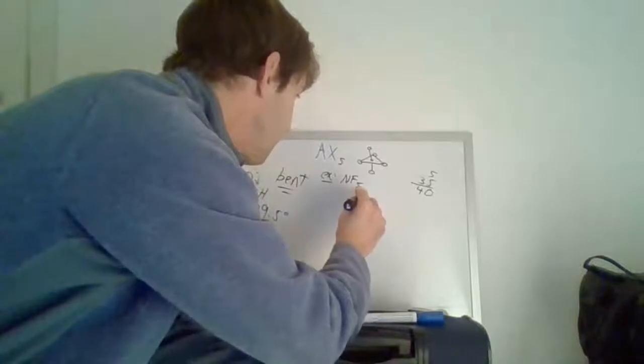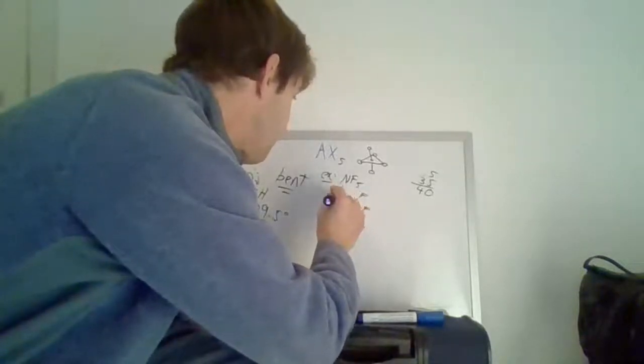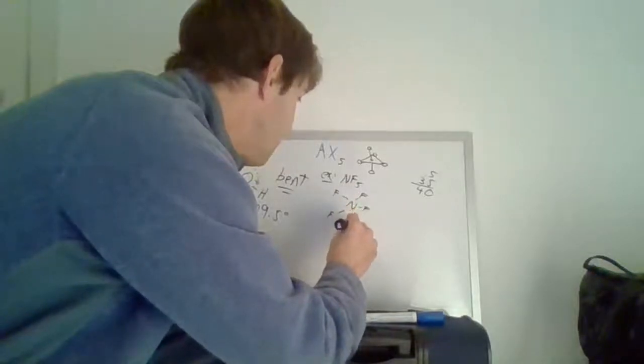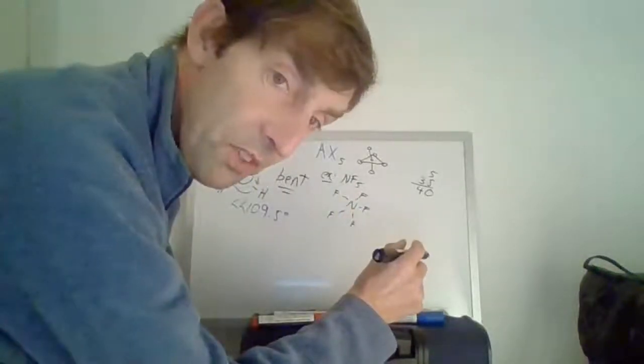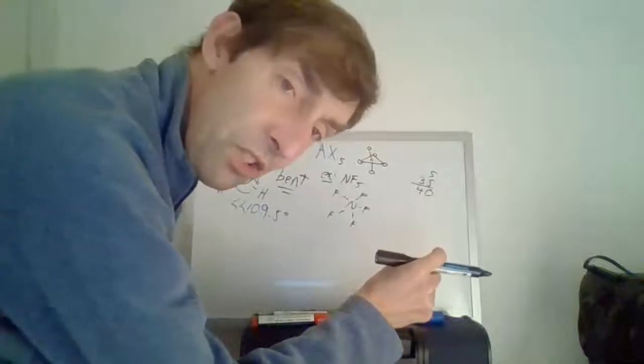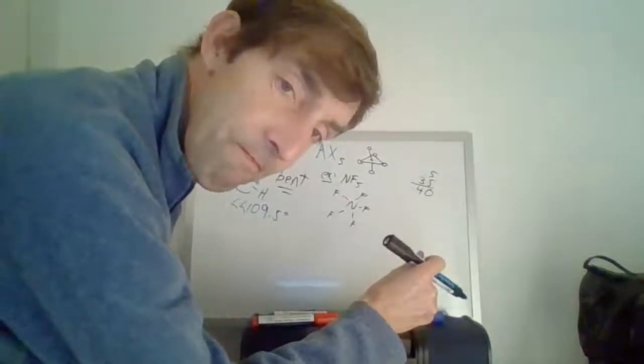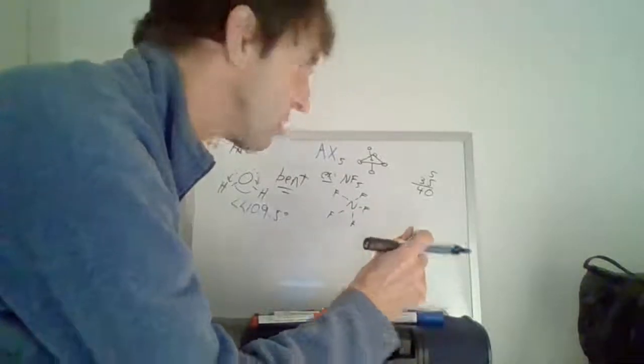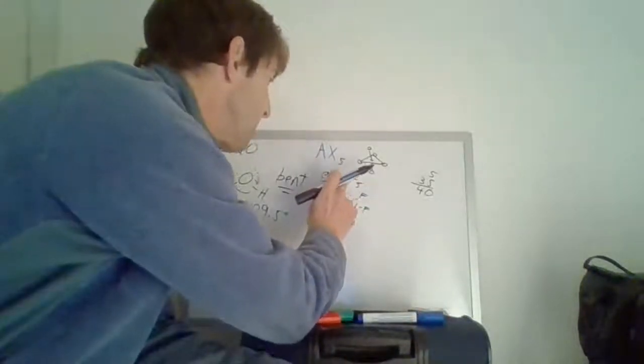F, F, F, F, F. Make all single bonds. Can you tell this is going to be an expanded octet? Ooh, shame on me. It is. So let's make this P.